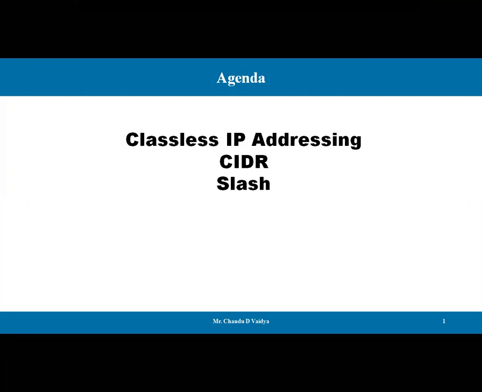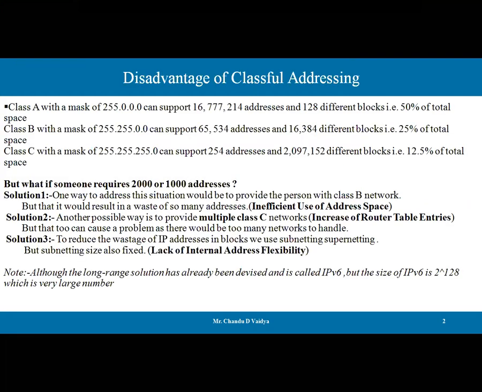Today we are going to discuss classless IP addressing. Then we'll discuss the CIDR notation and then slash notation. Before this, we have discussed classful addressing, where there was the concept of classes available. So what are the drawbacks of those classes available with IP version 4? That we have to first discuss, and then after we'll start with the classless addressing.